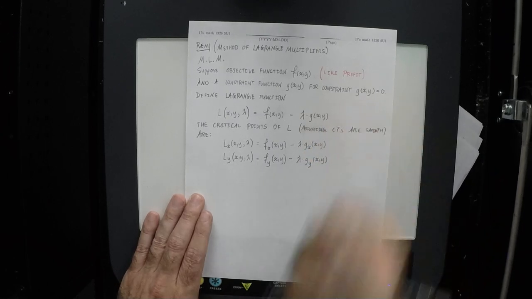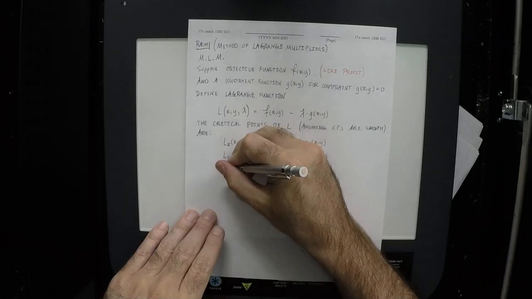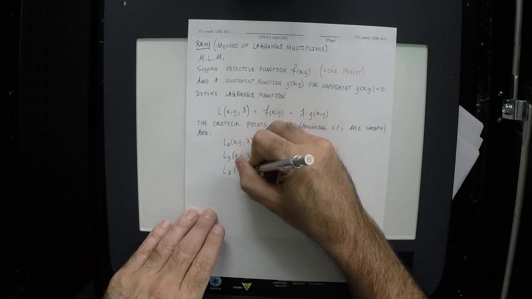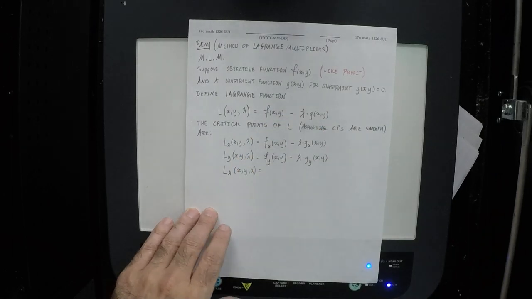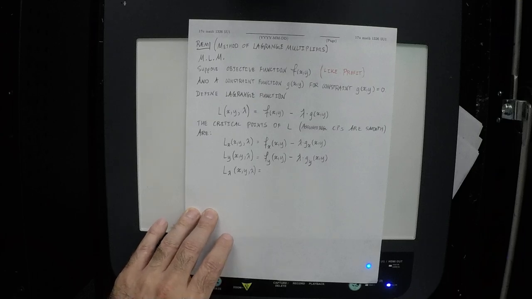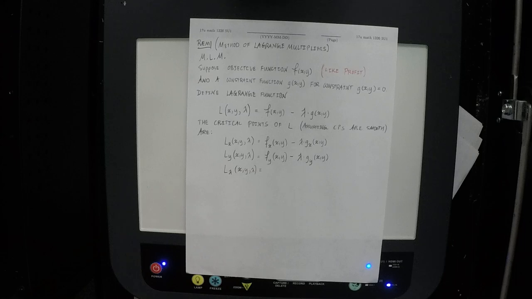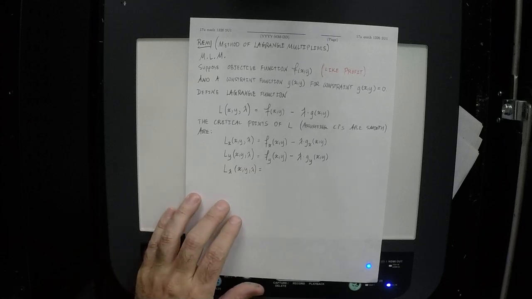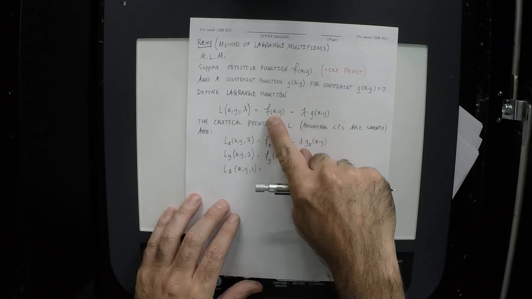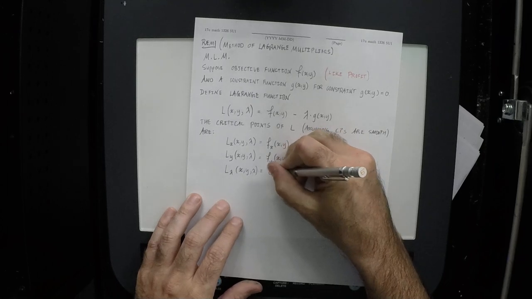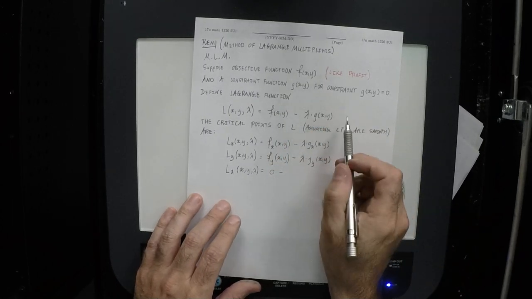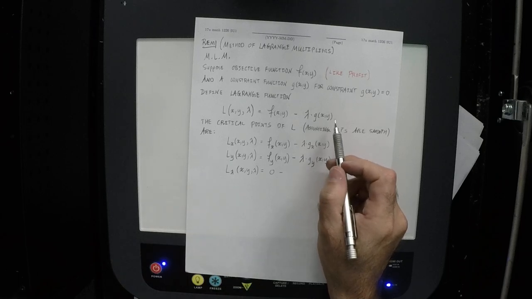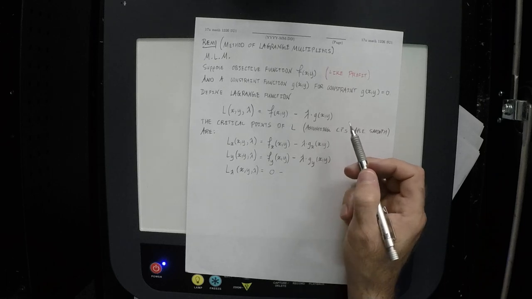Good. And then finally, what is the lambda partial of L? So what's the lambda partial of this term? It'd be zero. Zero and then minus. Now what's the lambda partial of all this? Just g of x and y, right?